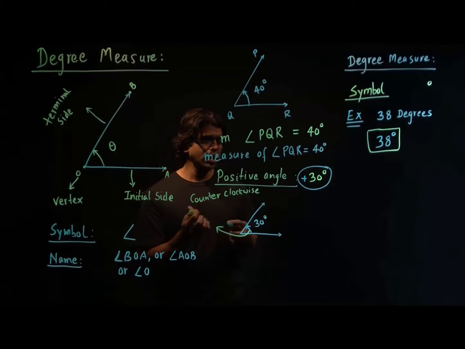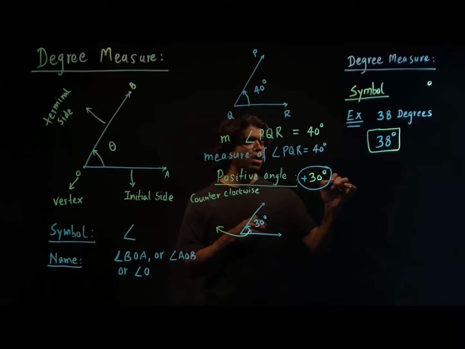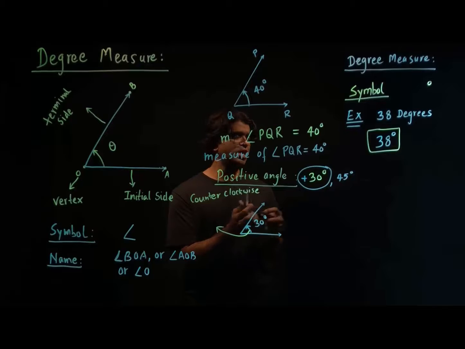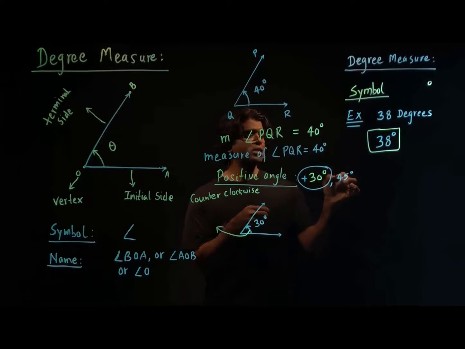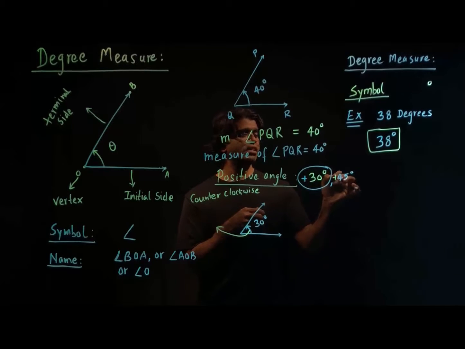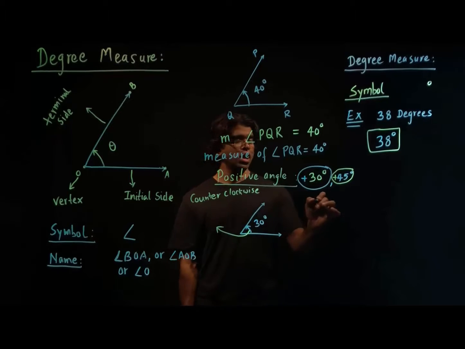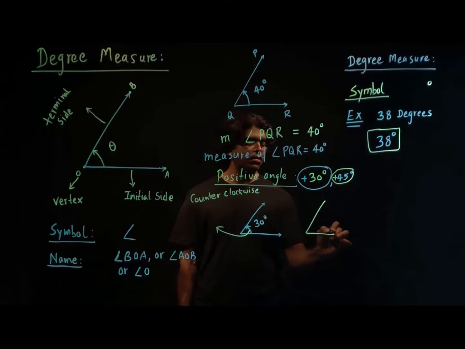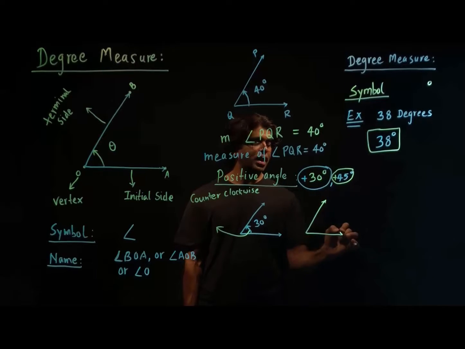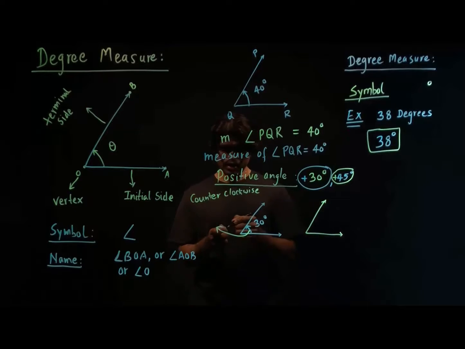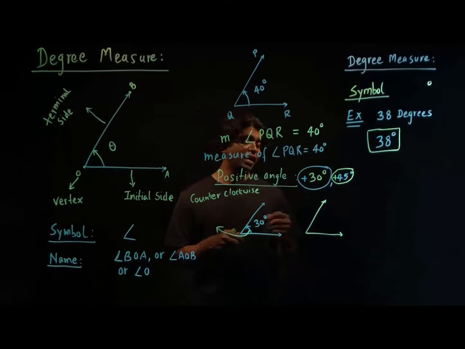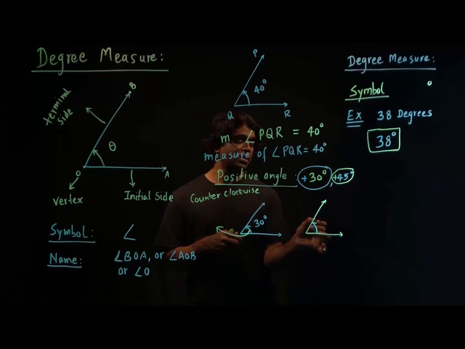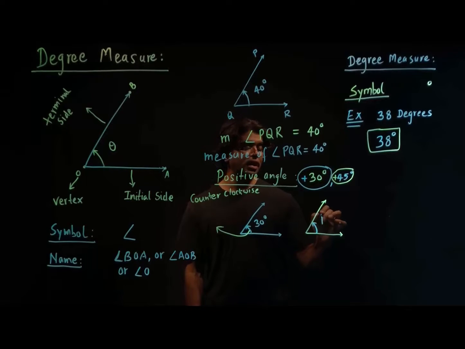Now let's do one more thing. Suppose somebody wants me to draw a 45 degree angle. Again, look at this: there is no positive or negative sign given. So basically this is my positive 45 degree angle, right? I will draw an angle of 45 degrees and say, this is my positive 45 degree angle, and I will draw it like this, make the arrow like this, and then write 45 degrees.